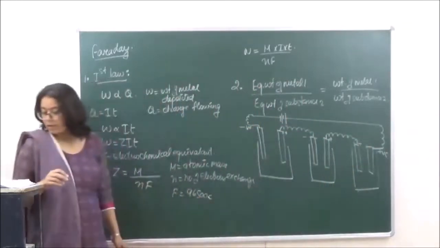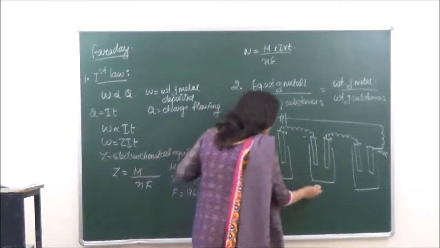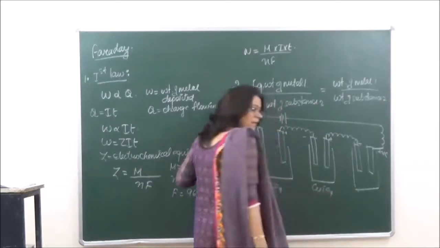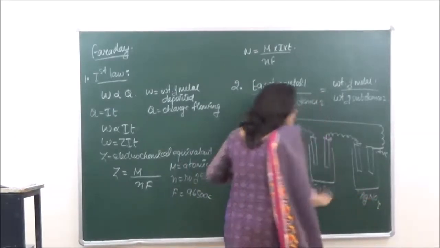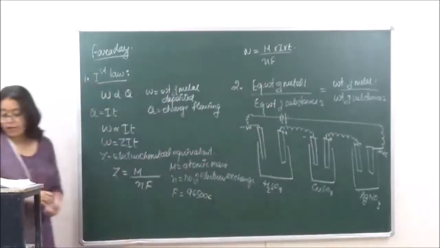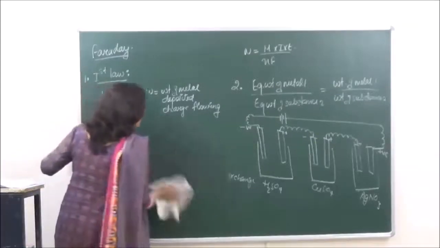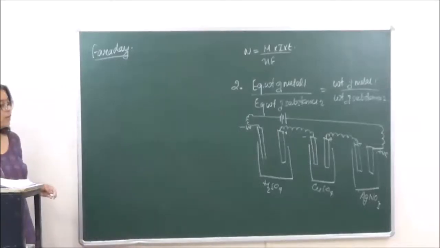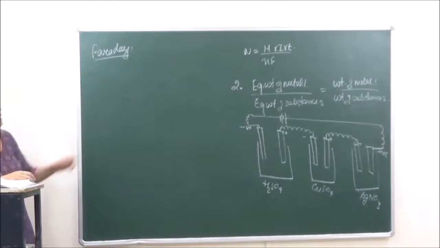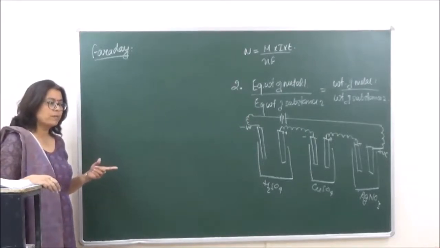In the first beaker, we have taken H2SO4 solution. In the second, we have taken copper sulfate solution, and in the third, we have taken AgNO3 solution. Now, according to the second law of Faraday, when we are looking at the first and the second cell, in the first cell hydrogen is going to be liberated and in the second cell copper is going to be liberated.